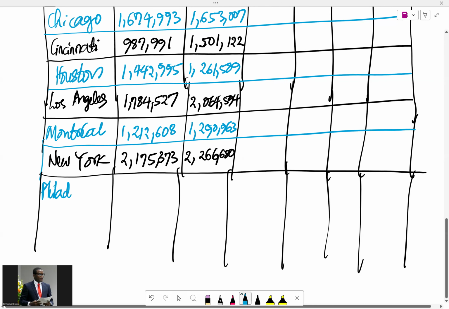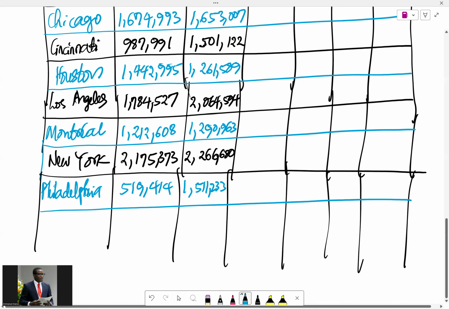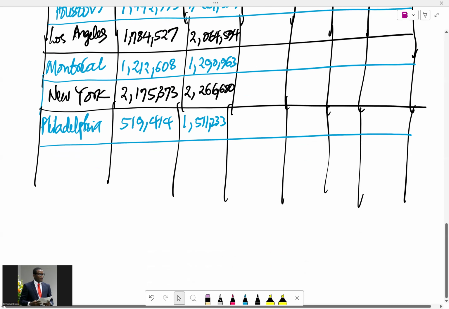Philadelphia. So for Philadelphia, 1969 was 519,414, and 1971 was 1,511,233. Then we go to Pittsburgh.